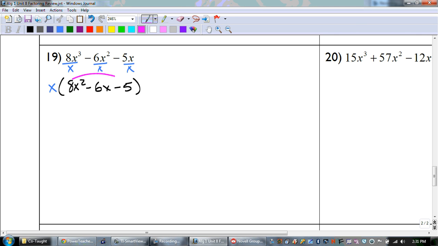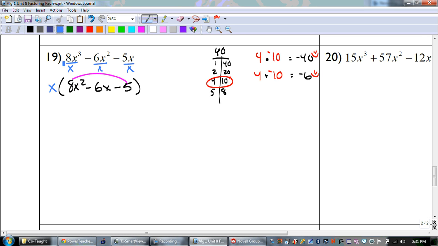Okay, so now I need a times c. 8 times negative 5 is negative 40, and I want them to add up to negative 6. If you don't know all the multiples: 1 and 40, 2 and 20, 4 and 10, 5 and 8. How do I get to negative 6? You should be using 4 and 10. Which one has to be negative? Negative 10, and it's got to work for both.